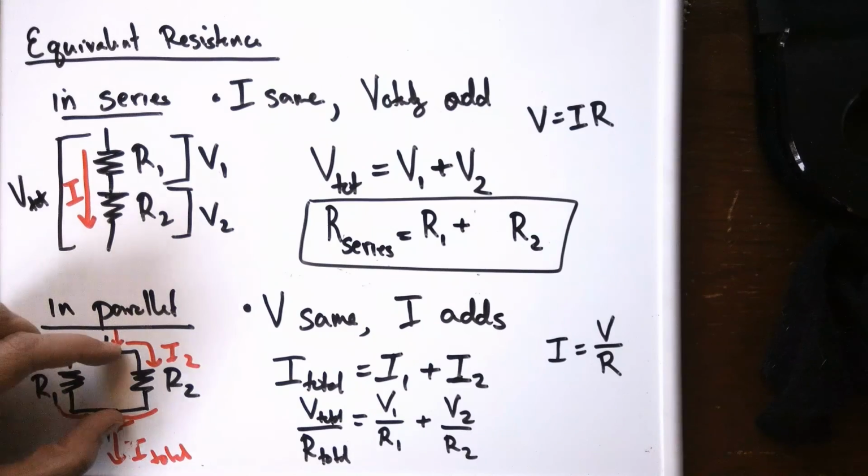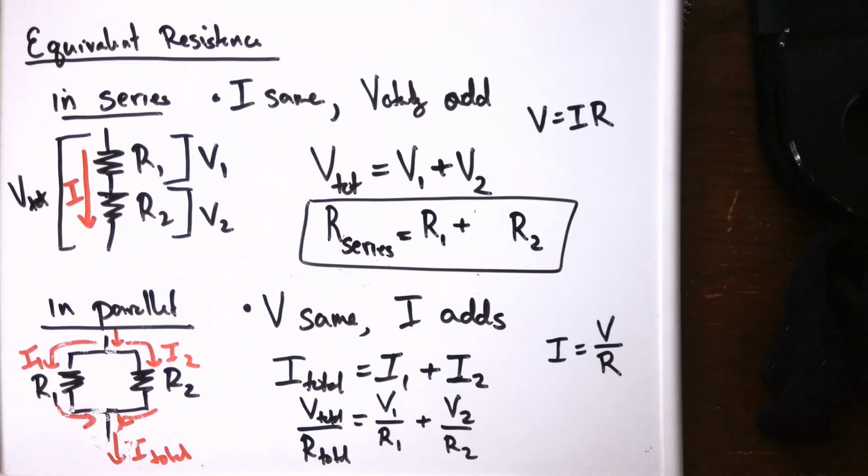Top to bottom, everybody is sharing a wire on the top and the bottom, so the potential difference has got to be the same. So we can get rid of the subscripts, and then we can say, oh, well, everybody's got V. Let's divide out by V. That'll become 1 over the total resistance equals 1 over resistor 1 plus 1 over resistor 2. And that's how you add resistors in parallel.